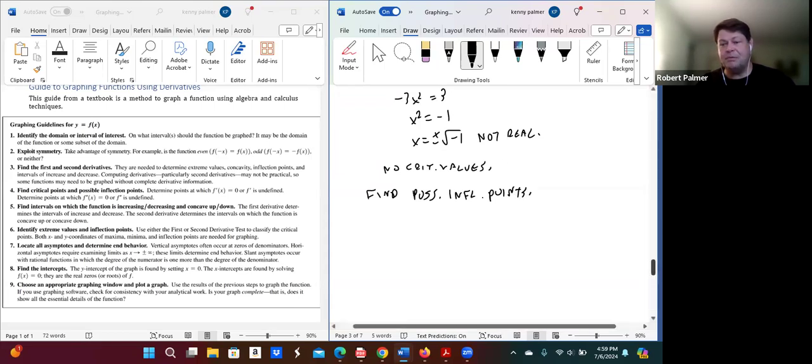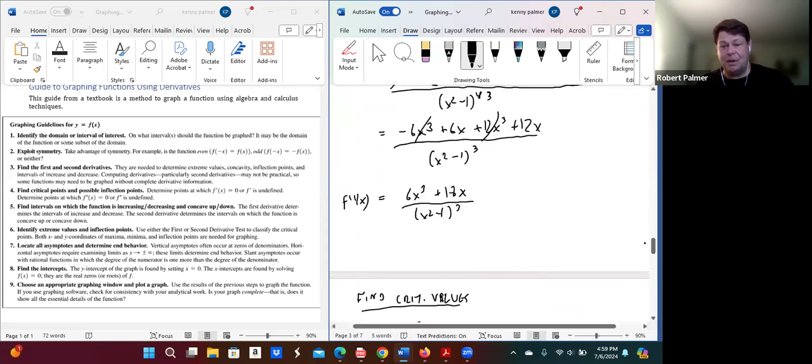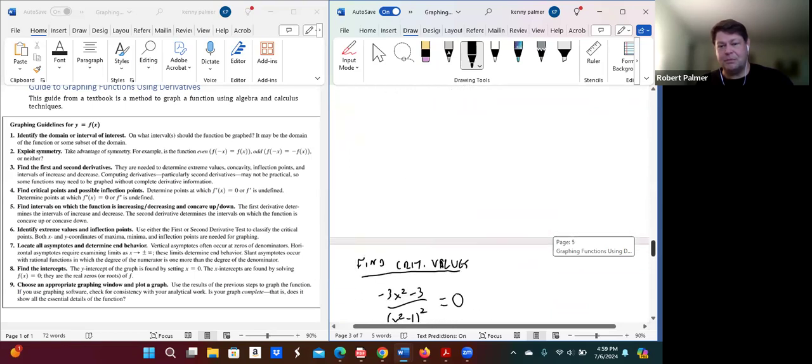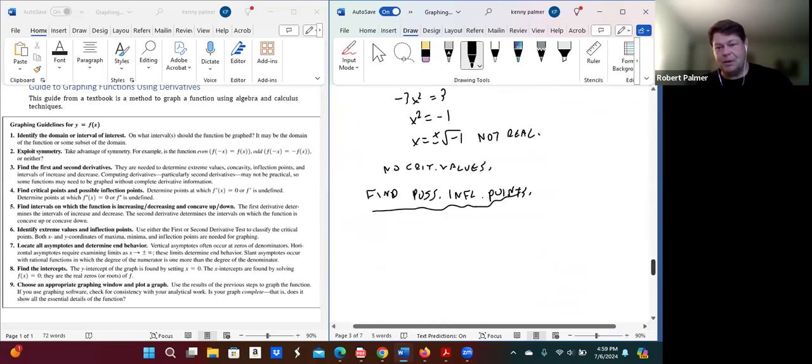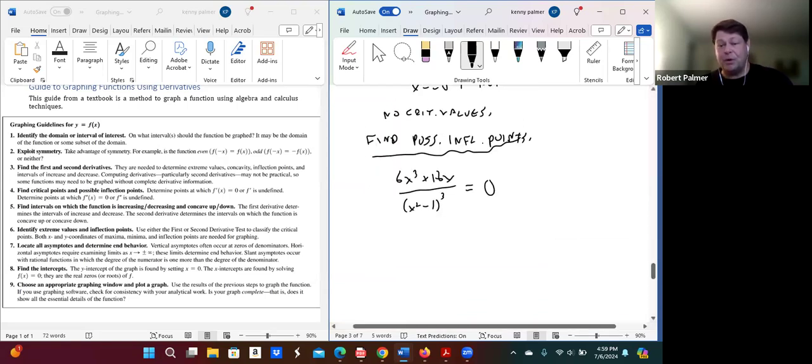Okay, let's find possible inflection points. We're saying possible because we want to find out what makes a second derivative 0, but it may not be a guarantee it's an inflection point. So this is (6x cubed plus 18x) over (x squared minus 1) cubed, equal to 0. Once again, for the same reason, our denominator can't be 0. We just have to set the numerator equal to 0. And so it's going to be 6x cubed plus 18x equals 0.